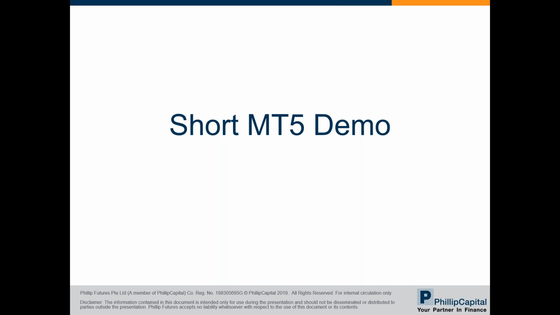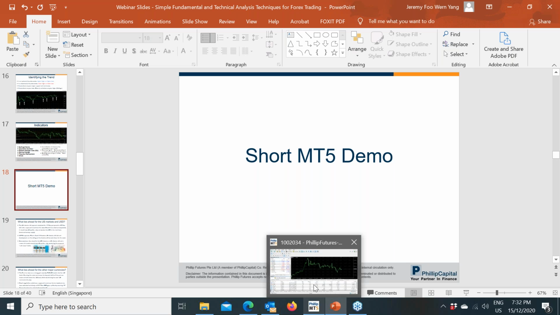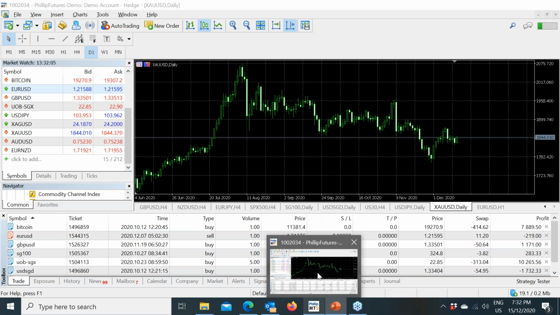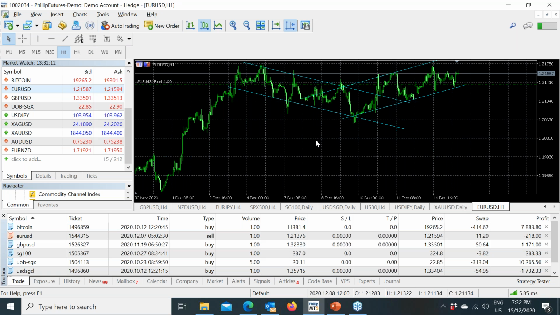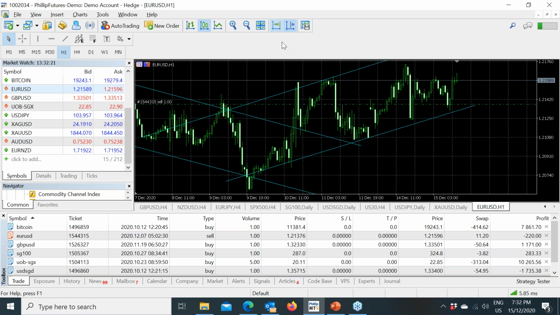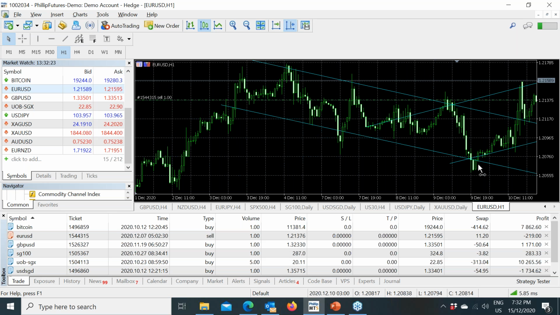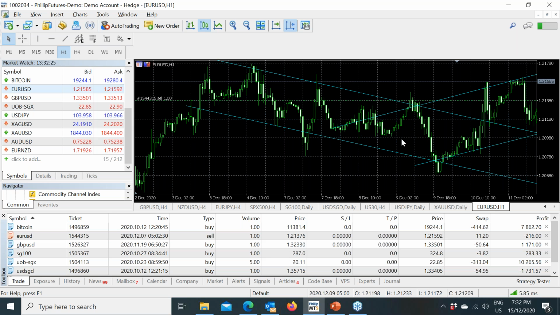So I'm just going to do a short MT5 demo, just for a moment, to show you how on our MT5 platform you can draw your lines, as well as some simple ones. I'll just use the euro dollar for an example. I've drawn some of the trend lines on our chart. These are good levels for you. It was down here. This was the one I took the screenshot of for the presentation. It broke out from here, and afterwards it was trending up.